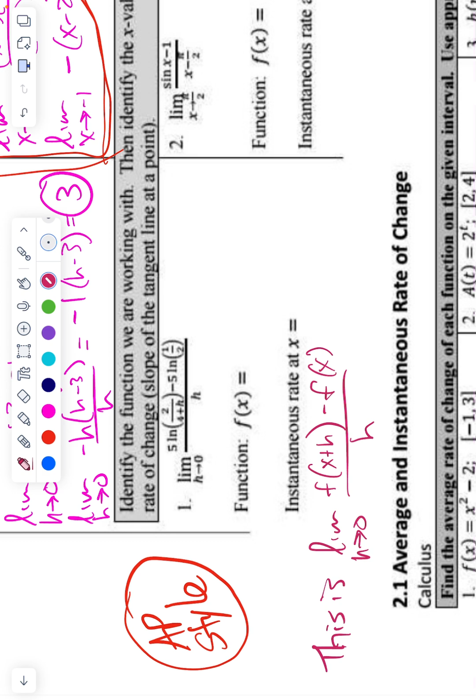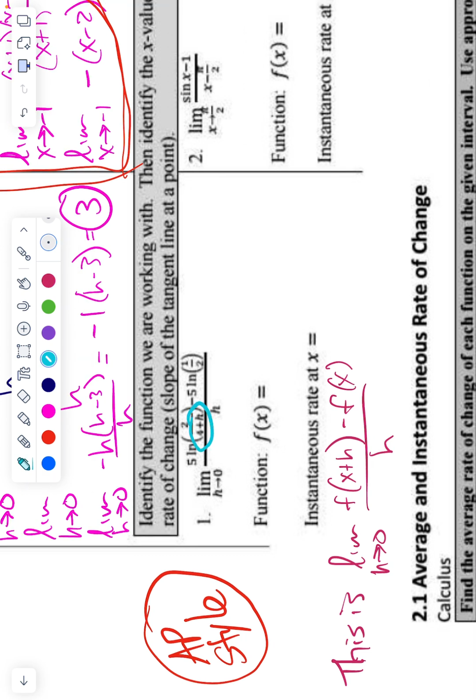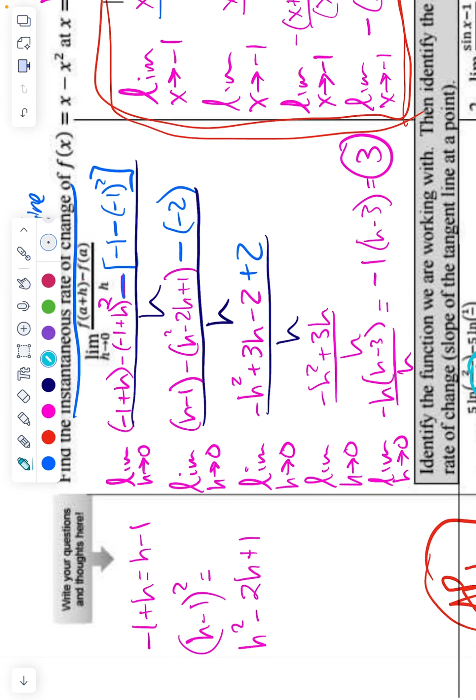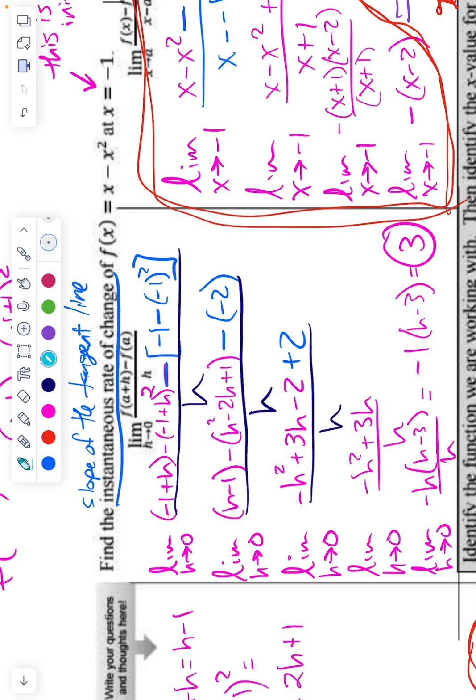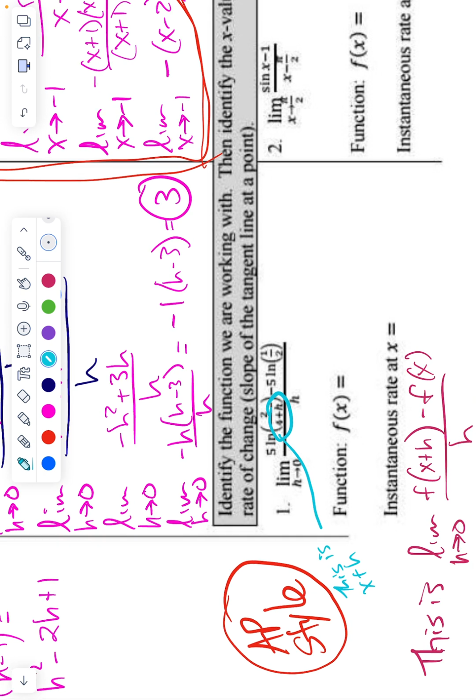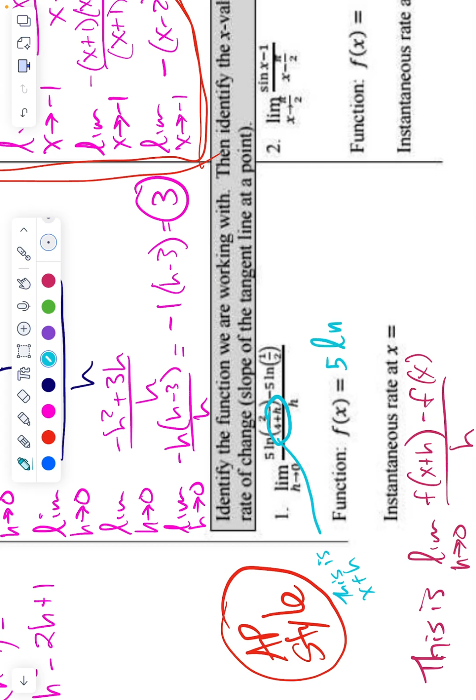I feel like this is going to get busy, but I'm going to try it. This is x plus h. So if you go back, just to remind you, to the example up above, x plus h was plugged in for every x, right? At that time it was negative 1 plus h. So down here, the only place we plugged it in was in the denominator, which tells us that our function is 5 natural log of what?